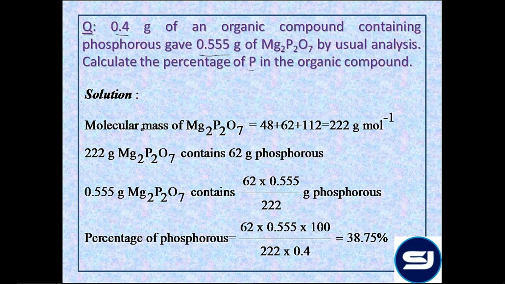So now, 222 gram of Mg2P2O7 contains 62 grams of phosphorus. So 0.555 gram of magnesium pyrophosphate would contain 62 into 0.555 upon 222 gram of phosphorus. So the percentage of phosphorus is equal to, the formula is simple, 62 gram of phosphorus in 222 gram of Mg2P2O7 into weight of Mg2P2O7 upon weight of organic sample into 100. On calculation, we get 38.75%.